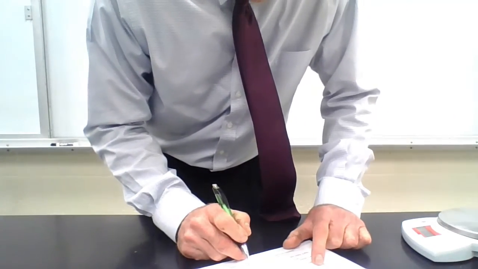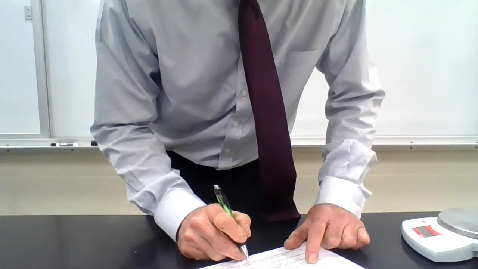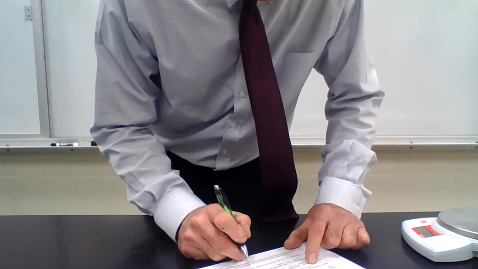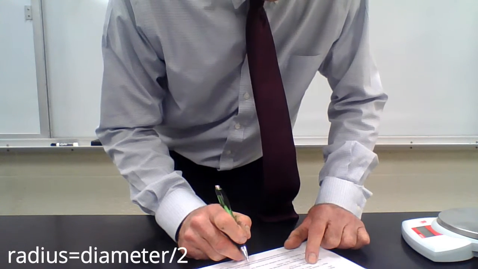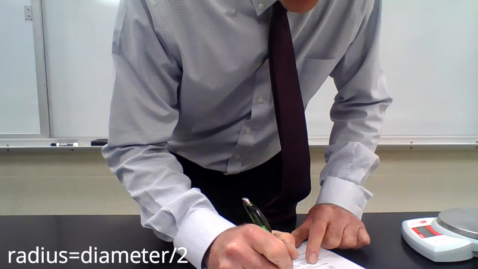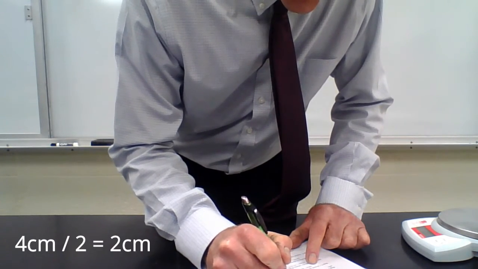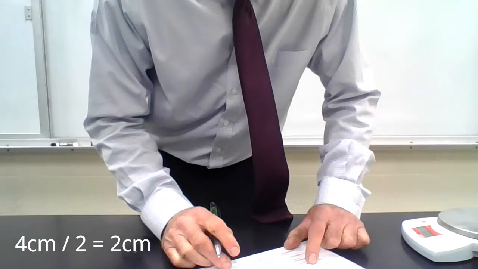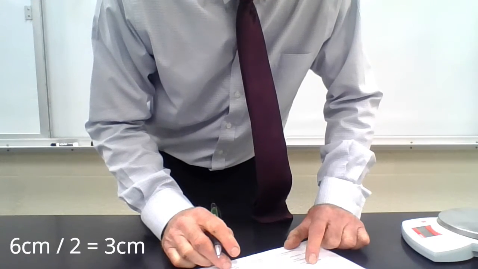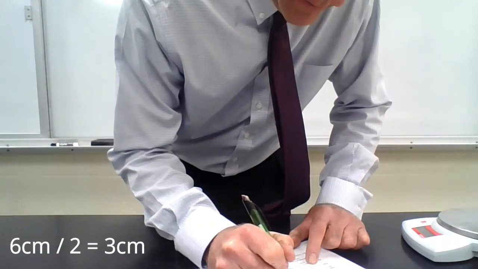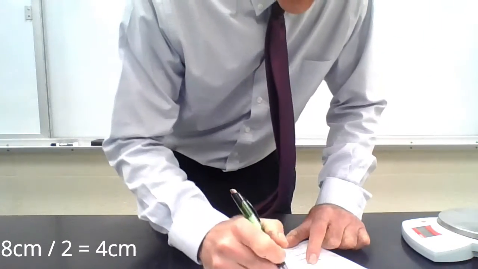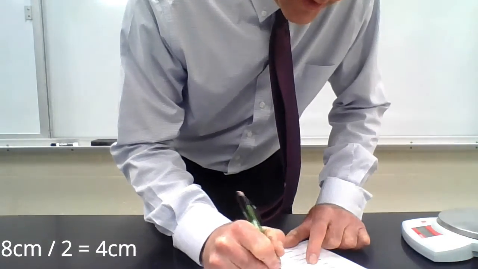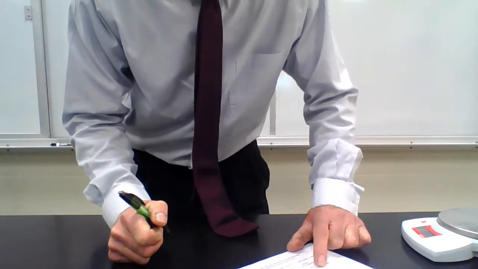After I calculate the diameter, it asks me to calculate the radius. I'm on step 5. I can calculate the radius of the small ball by dividing the diameter by 2. 4 centimeters divided by 2 is 2 centimeters. The medium ball diameter is 6 centimeters divided by 2 is 3 centimeters. And the large ball, 8 centimeters divided by 2 is 4 centimeters. And that'll give me the radius of those 3 balls.